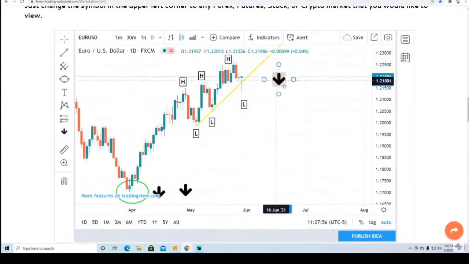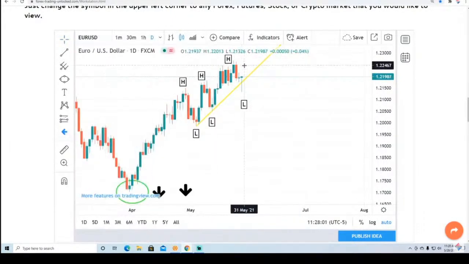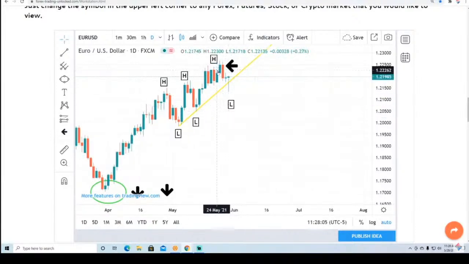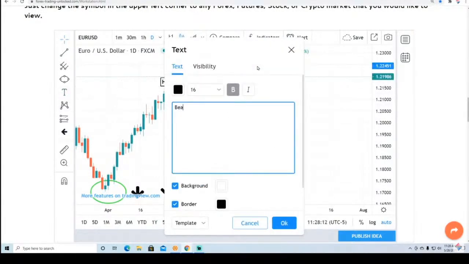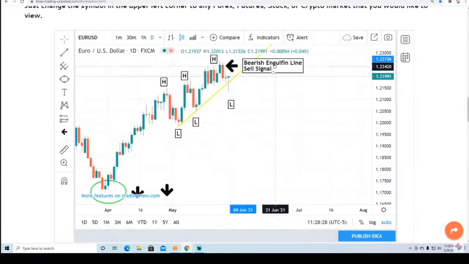So wait, let's make this a little clearer here. Let's make a different arrow. Okay, so this little red bar right here, just below the high. The previous day it made a high, then we have this sell-off. This is called a bearish, and bearish always means lower, engulfing line sell signal. Okay, so what is a bearish engulfing line sell signal?